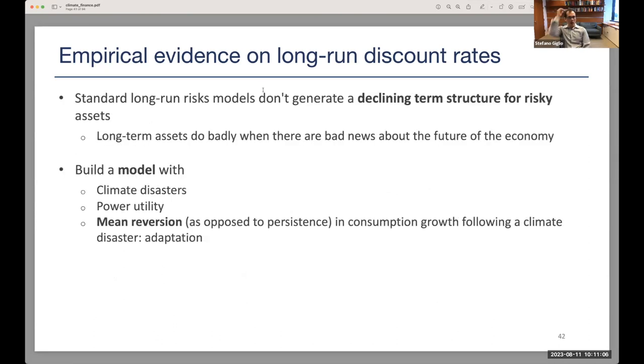Okay, so now how do we link this to the climate? The starting point here is that the standard long-run risk models don't generate a decline in the risk premium of long-horizon risky assets, right?